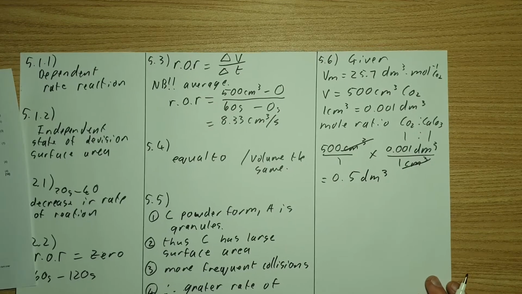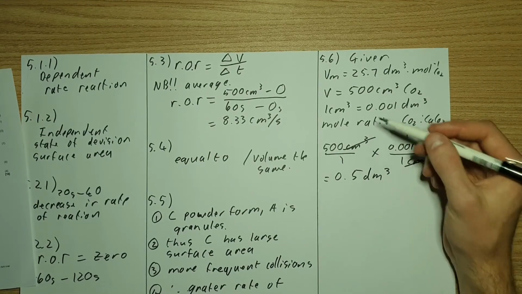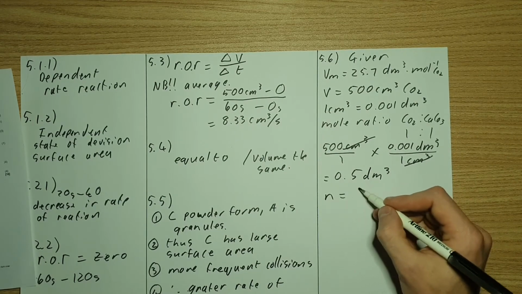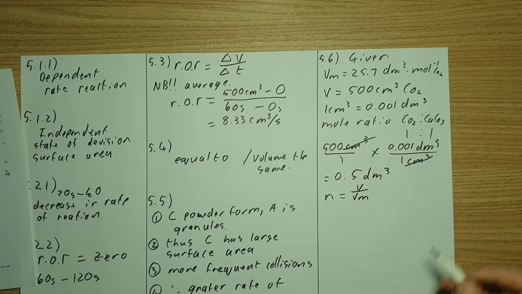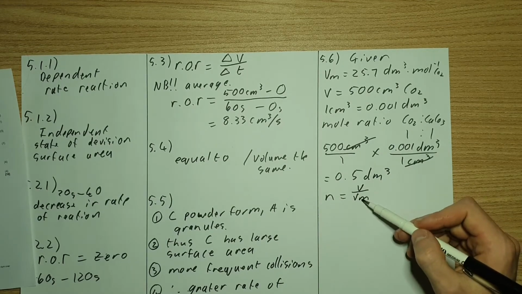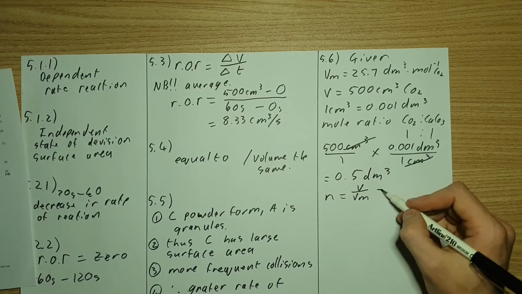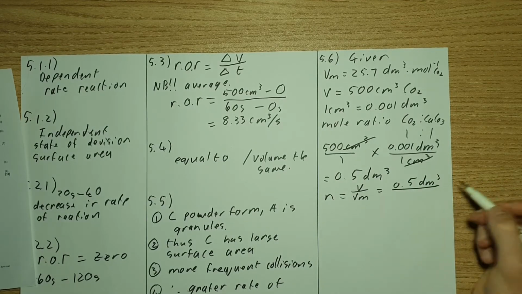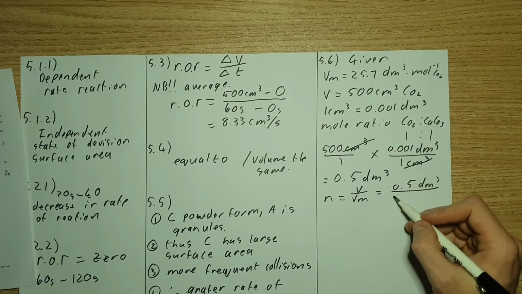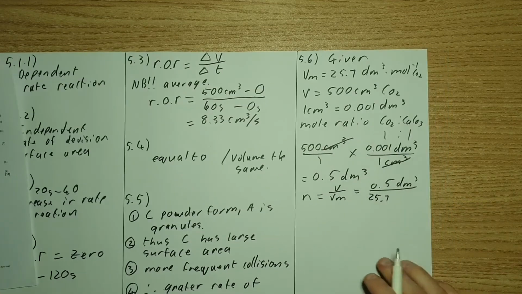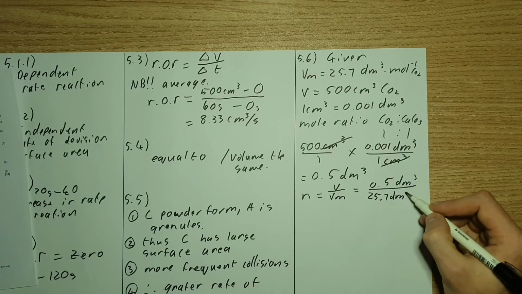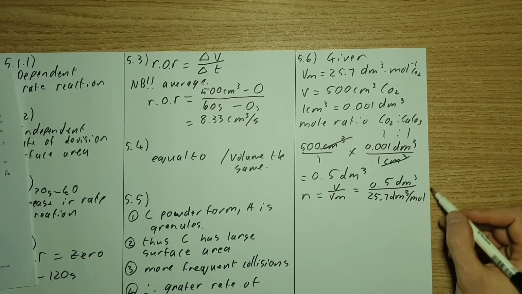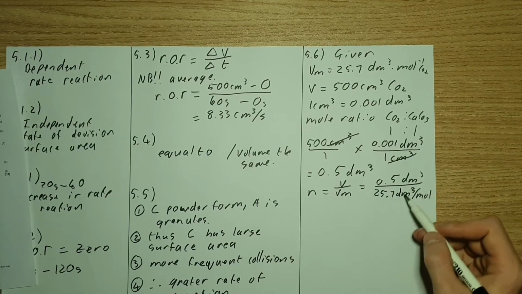Now that I have that, I can use one of my formulas. If you look on your formula sheet, you should find the following: n equals V over Vm. We have the volume and we have the mole gas volume, so that's just going to be 0.5 decimeters cubed all over what's given up here, so that's 25.7 decimeters cubed per mole. Because it's a fraction in a fraction, the moles will go to the top, so my answer will be in moles because these will cancel out.